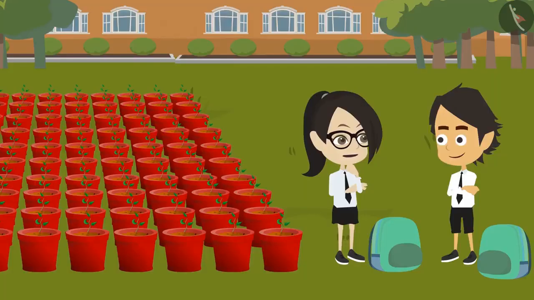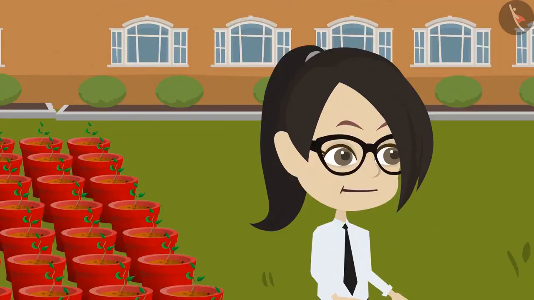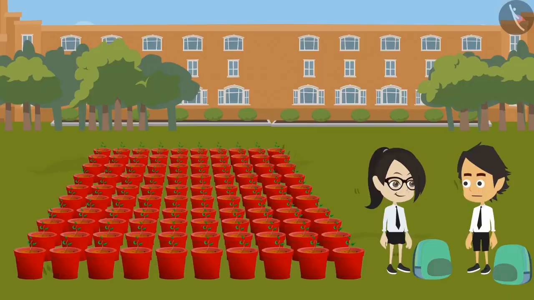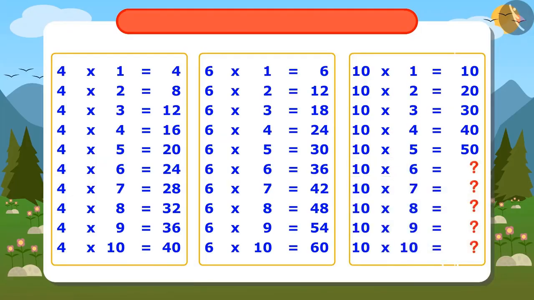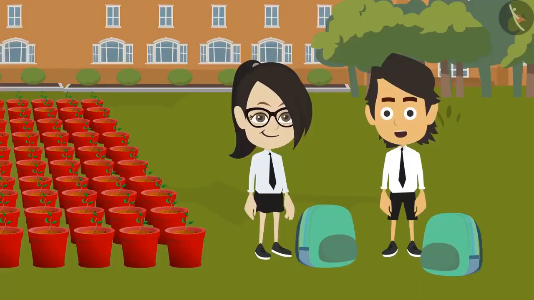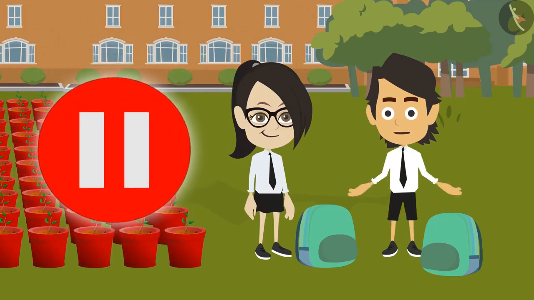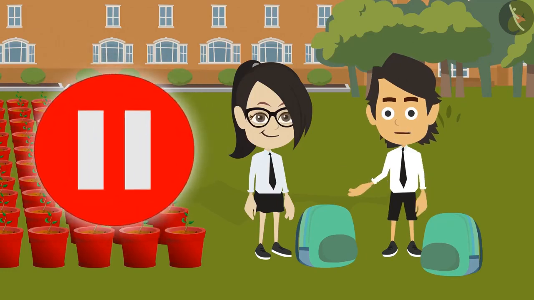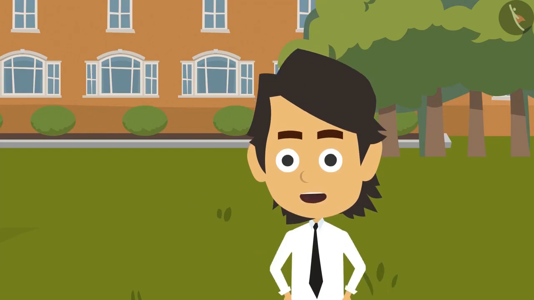You have already found half of the multiplication table of 10. Now you can find the rest of the table in the same way. I will find out the remaining part of the multiplication table of 10. You can also pause the video and complete the table of 10 yourself. Let's see if you can write the entire table correctly.